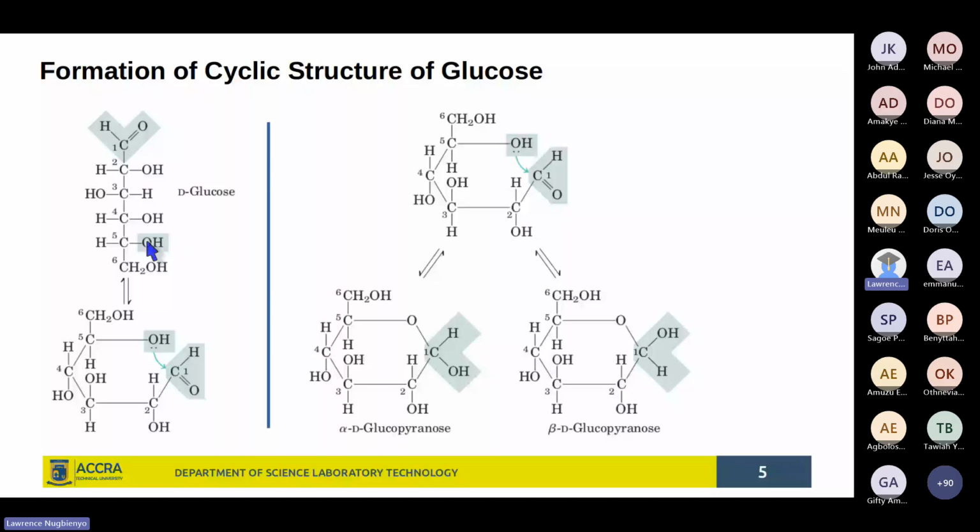Now, you may be wondering, asking, how come it is only this specific hydroxyl group that will be interacting with the aldehyde group there? Why is it not the hydroxyl group which is on carbon number 4, or the hydroxyl group which is on carbon number 3 or carbon number 2, or even carbon number 6? Why specifically the hydroxyl group which is on carbon number 5 that is having that interaction with the aldehyde group?